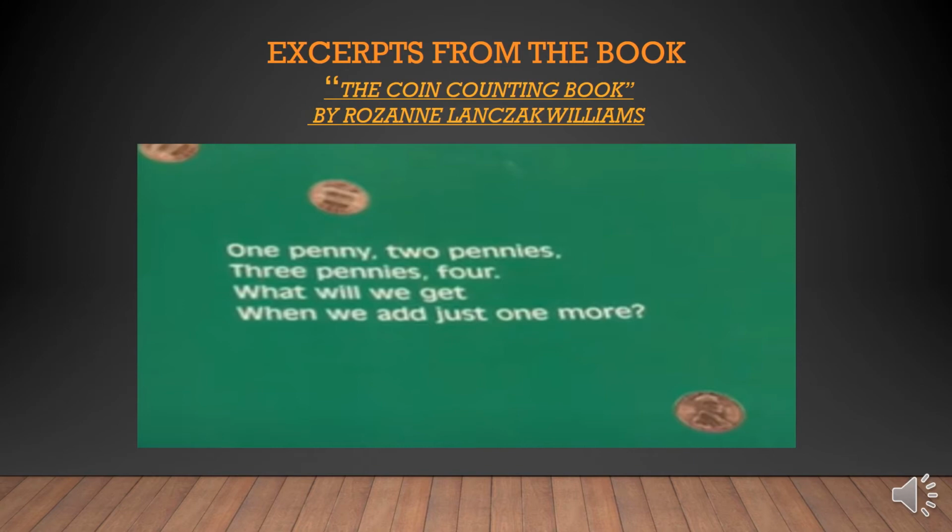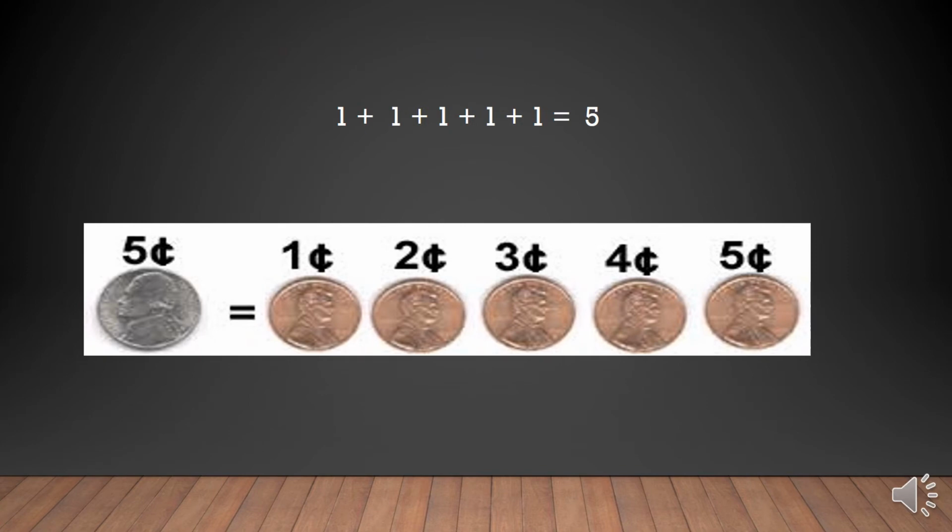Now let's look at some excerpts from the book, The Coin Counting Book by Roseanne Williams. 1 penny, 2 pennies, 3 pennies, 4. What will we get when we add just one more? Let's think on that. Well, we have 4 pennies. How can I figure out how many one more would be? 1 plus 1 plus 1 plus 1 plus 1. Oh, that's 5.